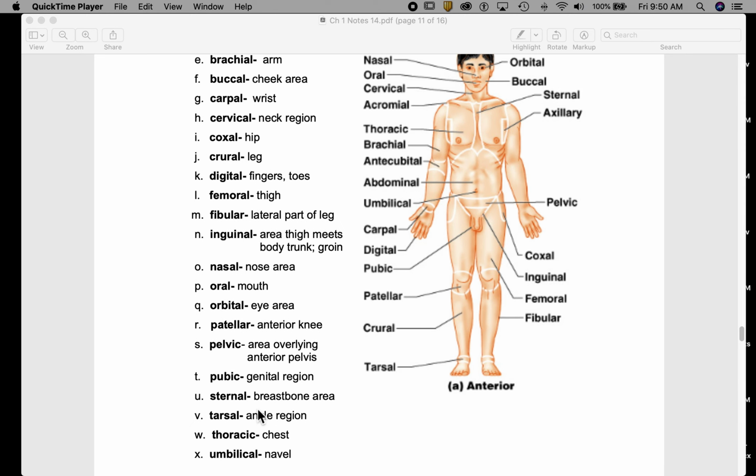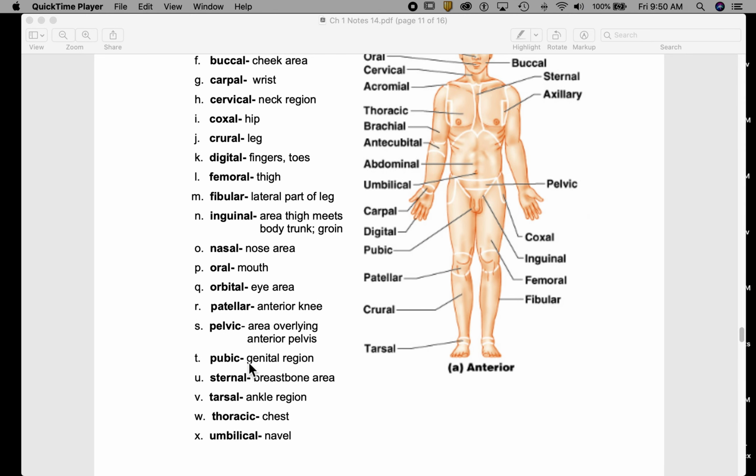The pubic region itself is the genitalia. External genitalia is the pubic region. Sternal, this region right here, below it, deep to this, is called the sternum bone. This is sternal. Tarsal are your ankle bones. Ankle bones are called tarsals, and this is the tarsal region. Thoracic is this whole chest region here. It's called the thoracic. We don't add AL to that.